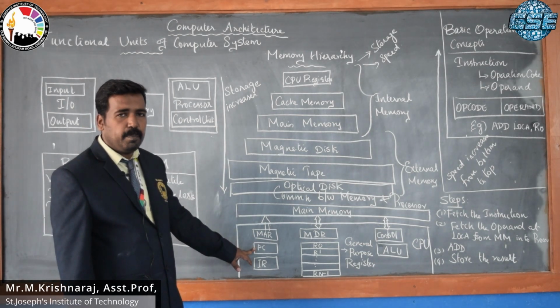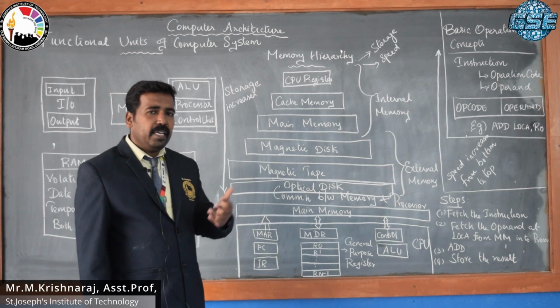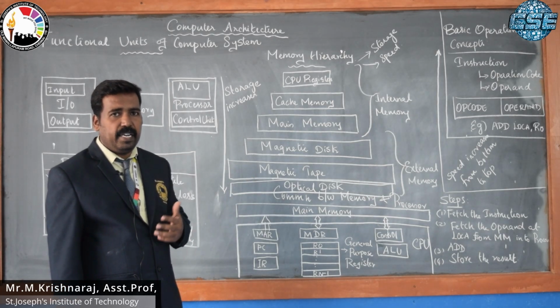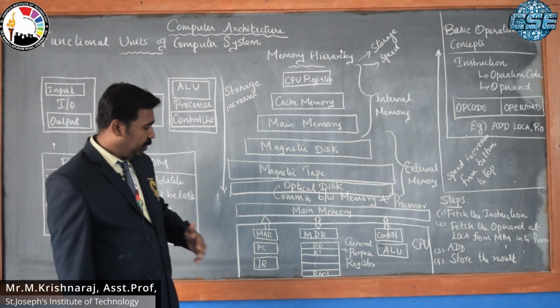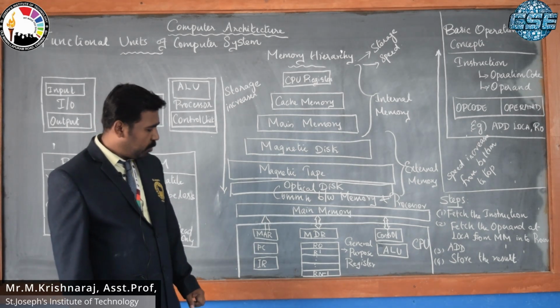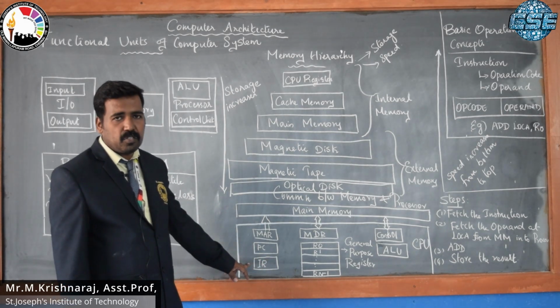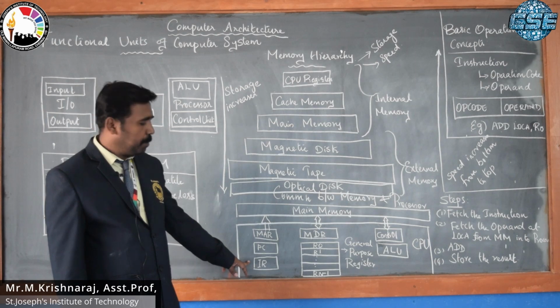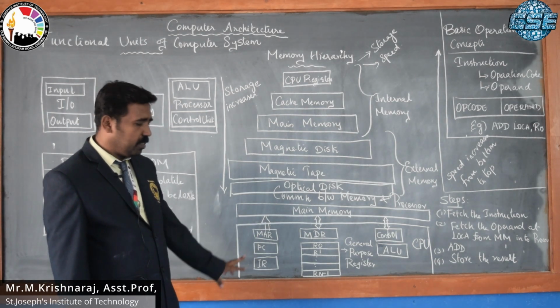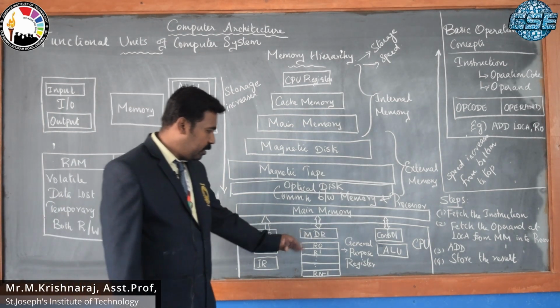And the program counter will store the address of the next instruction to be executed. So that will be stored in the program counter. An instruction register holds the instruction to be executed. So these three are completely dealing with addresses. And next one, this is the data register.